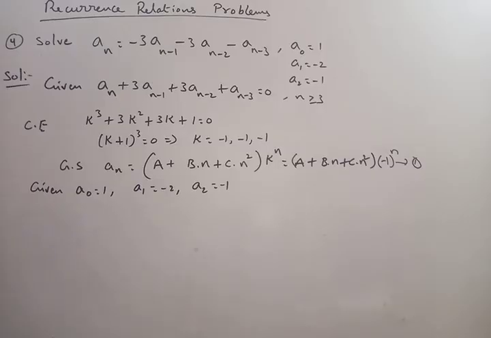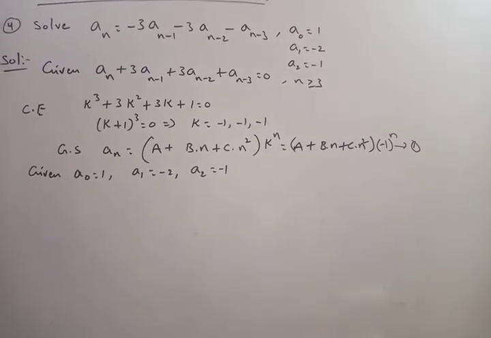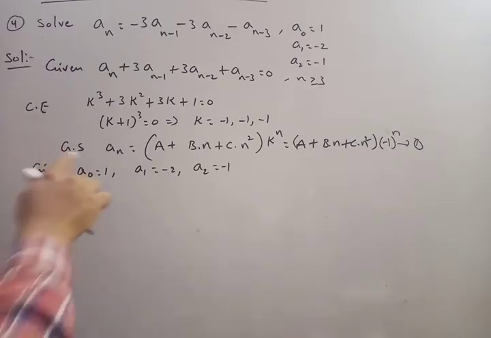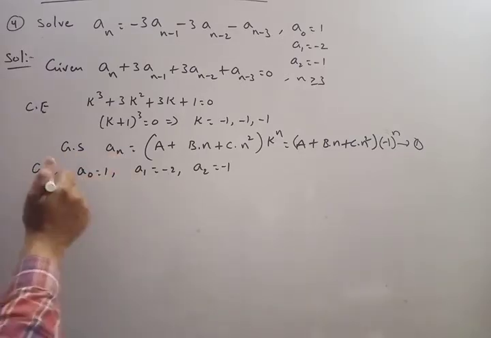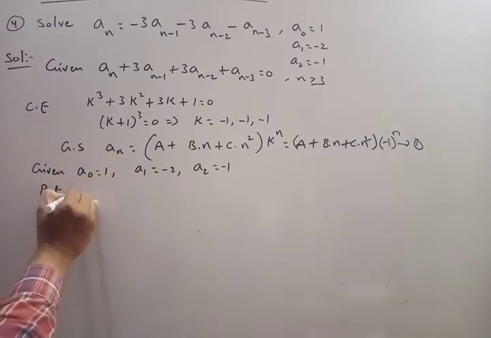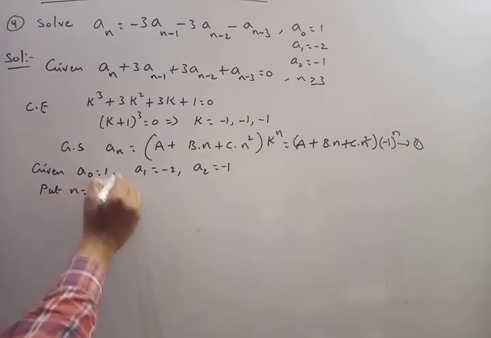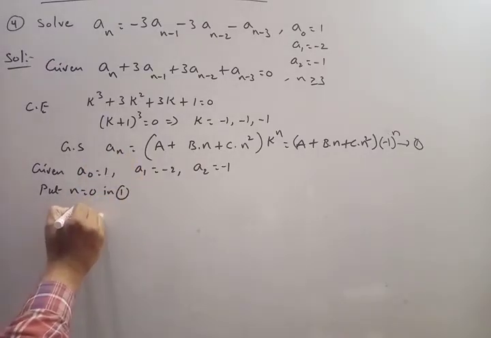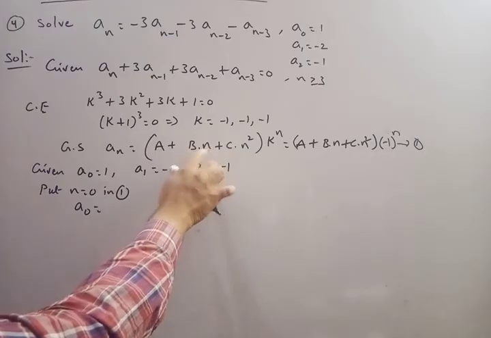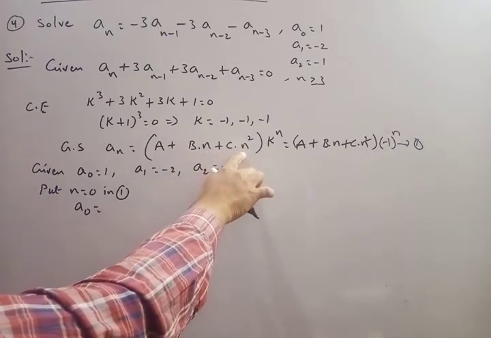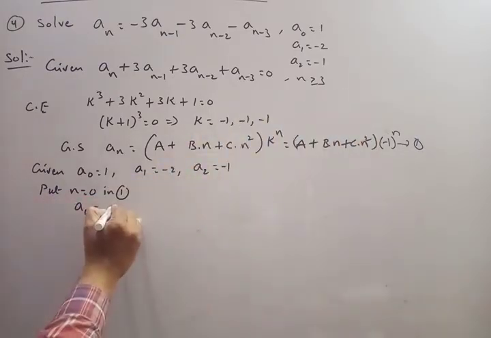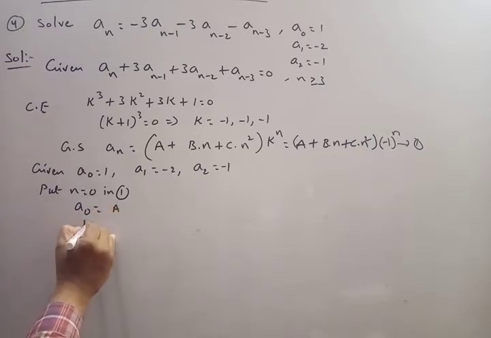Understand? So substitute these given initial conditions in the general solution. First, put n is equal to 0 in equation number 1. So a0 is equal to a, because n is 0, and anything power 0 is 1. I get only a. So a0 is equal to 1. That means a is equal to 1.